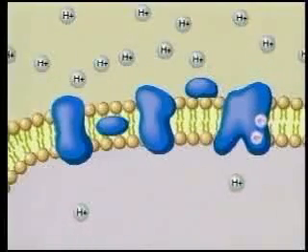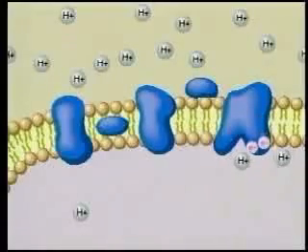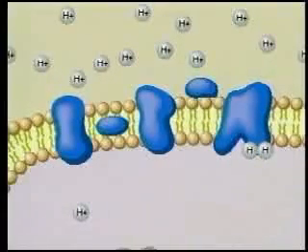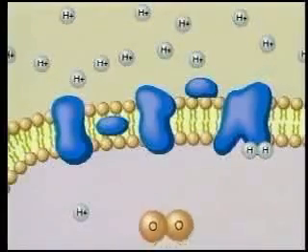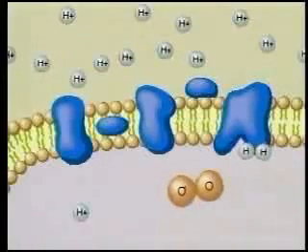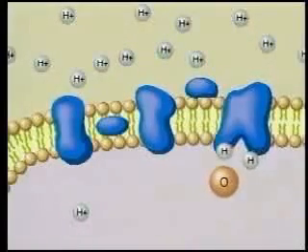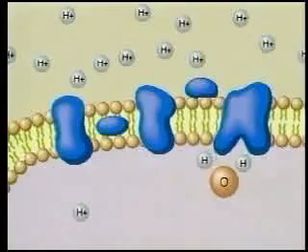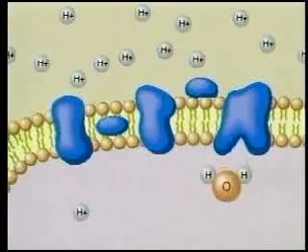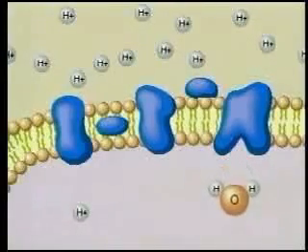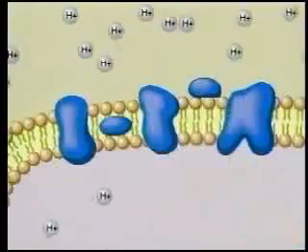The 2 electrons are now much lower in energy. They combine with 2 hydrogen ions and an oxygen atom. Oxygen, absorbed from the air when you inhale, is the final electron acceptor at the end of the electron transport chain. A molecule of water, H2O, is formed.